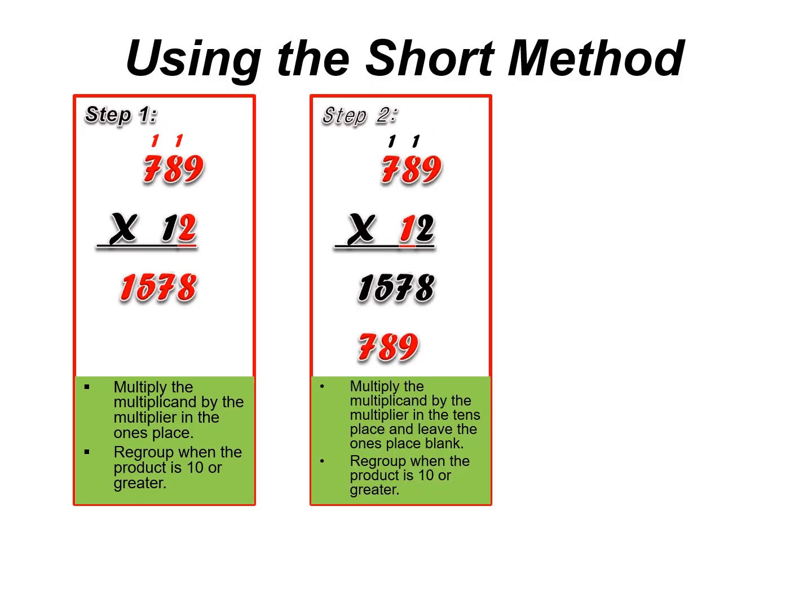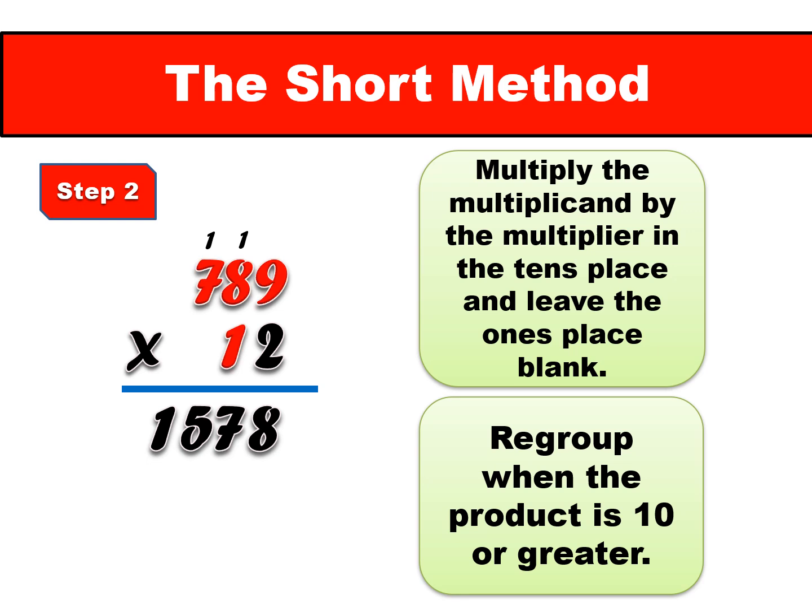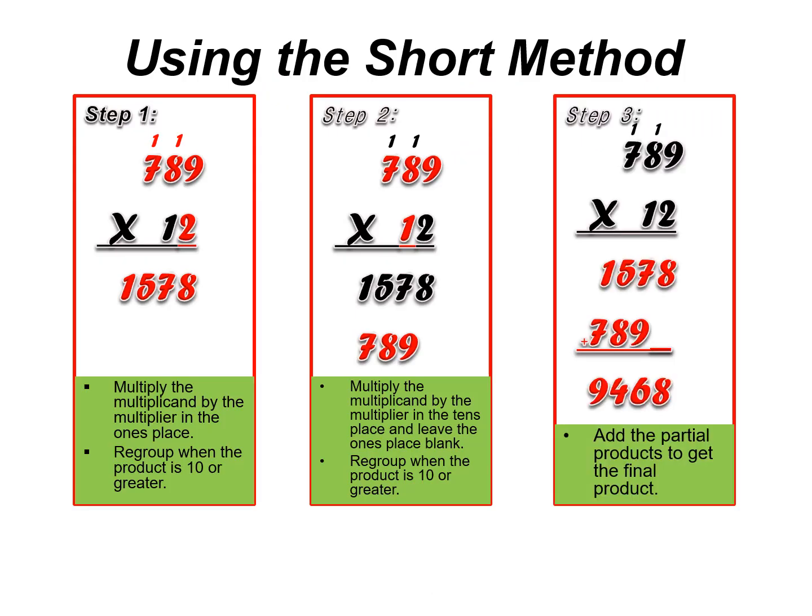Step 2. Multiply the multiplicand by the multiplier in the tens place and leave the ones place blank. Regroup when the product is 10 or greater. 1 multiplied by 9 is 9. 1 multiplied by 8 is 8. 1 multiplied by 7 is 7. Step 3. Add the partial products to get the final product.